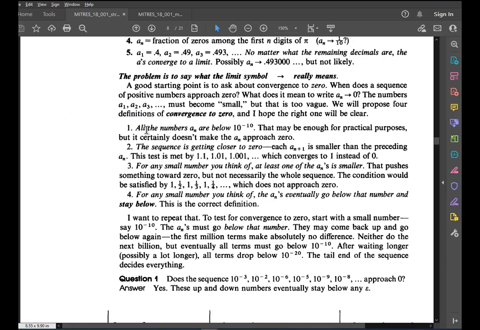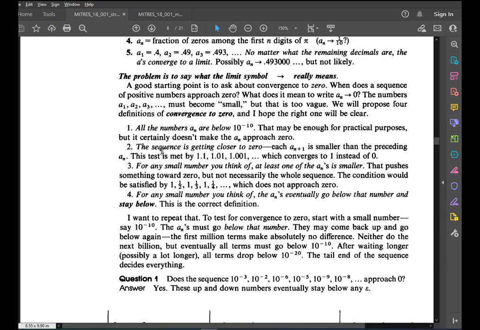All right, here he gives some other examples of definitions that don't work. If you say all the numbers a_n are below 10 to the minus 10. Now, unfortunately, that doesn't work because I could choose all the numbers a_n to be 10 to the minus 11. You're never going to reach 0. You're just stuck at 10 to the minus 11. Okay? So that satisfies this condition, but that doesn't give me a sequence that converges to 0.